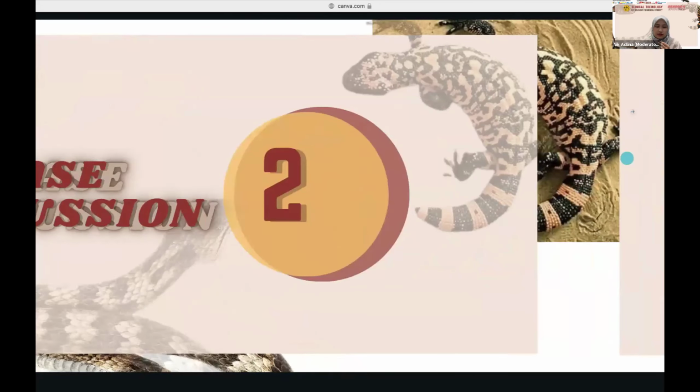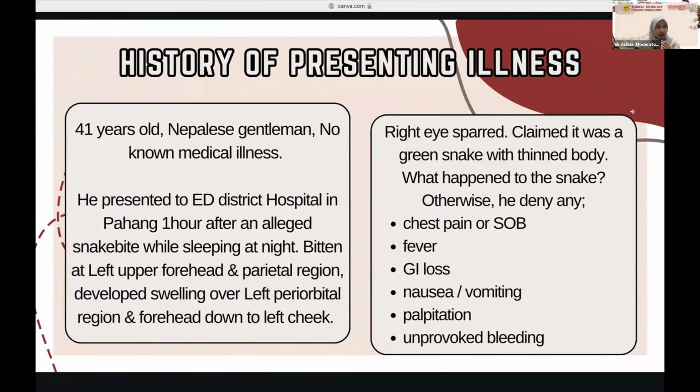Okay, so we have a case of a 41-year-old Nepalese gentleman with no known medical illness. He presented to the emergency department in a district hospital in Pahang 1 hour after an alleged snake bite while sleeping at night. He was bitten at the left upper forehead and the left parietal region, and developed swelling over the left periorbital region and forehead down to the left cheek. However, the right eye was spared, and he claimed that it was a green snake with a thin body.